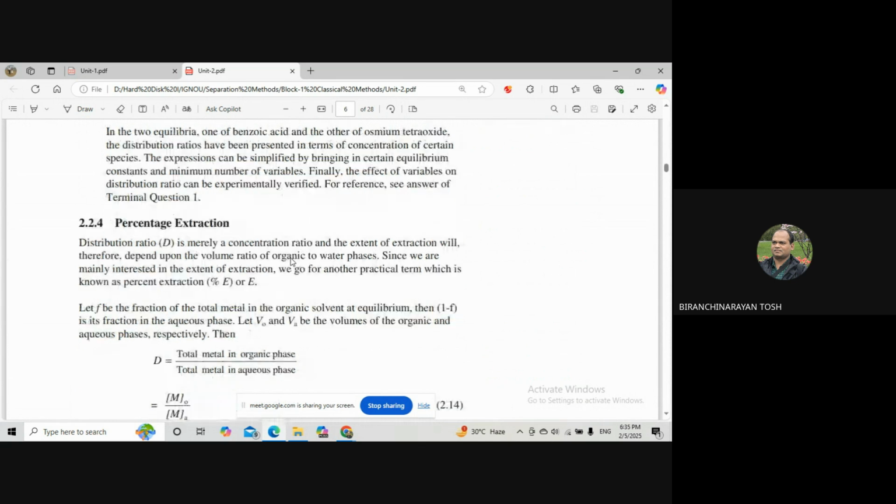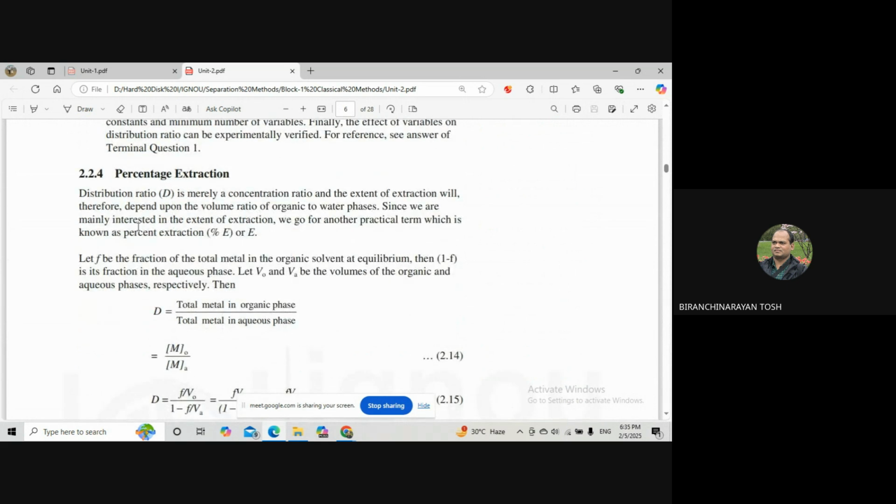Now, the percentage extraction. The distribution ratio is merely a concentration ratio, and the extent of extraction will therefore depend upon the volume ratio of organic to water phase. Since we are mainly interested in the extent of extraction, we go for another practical term, which is the percentage extraction, or percent E. Let F be the fraction of the total metal in the organic solvent at equilibrium.